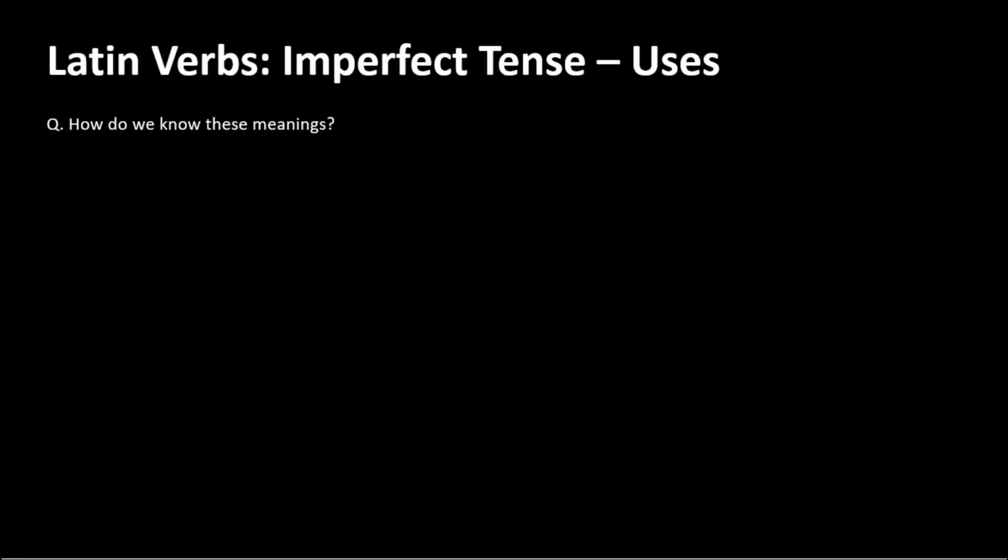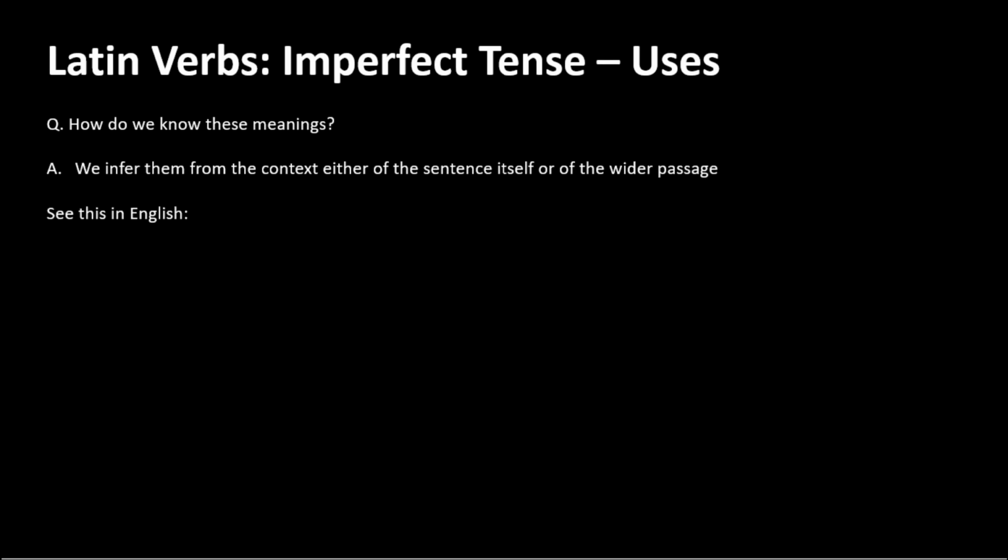So here's a question. How do we know these meanings? The answer: we infer them from the context, either of the sentence itself or of the wider passage. To explain further, see this in English. I stole to survive. Is this imperfect or is it simple past? The answer is it can be either. It depends on the context of the sentence in which these words are found.